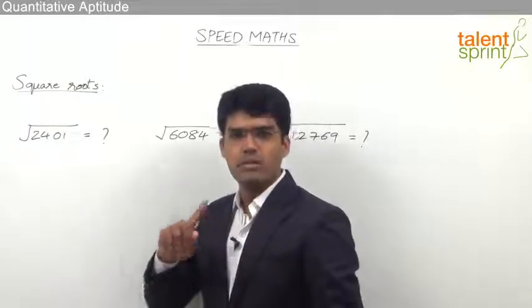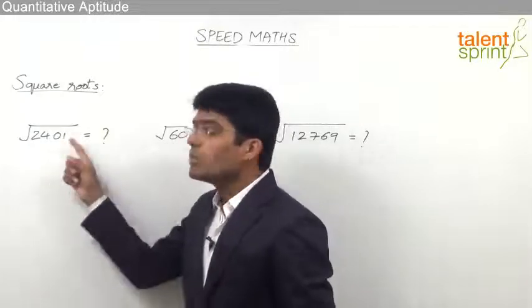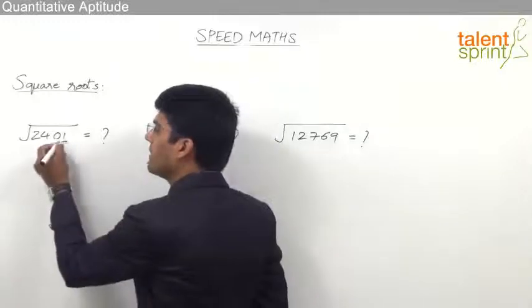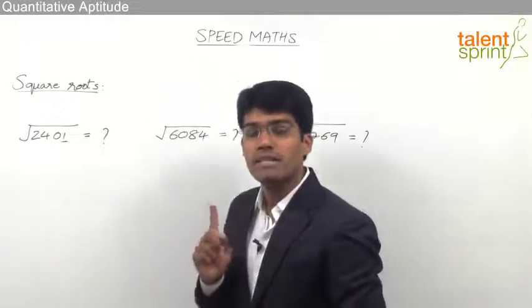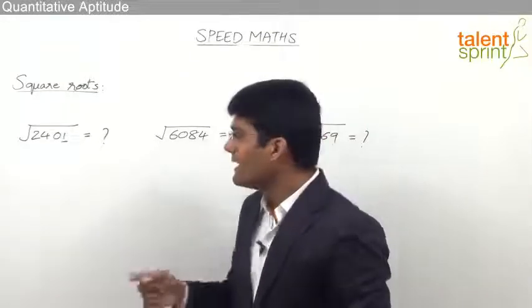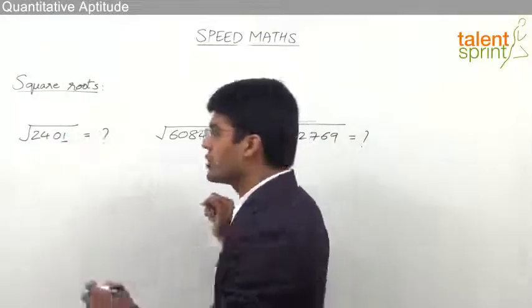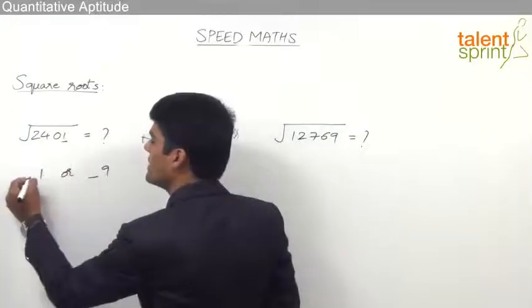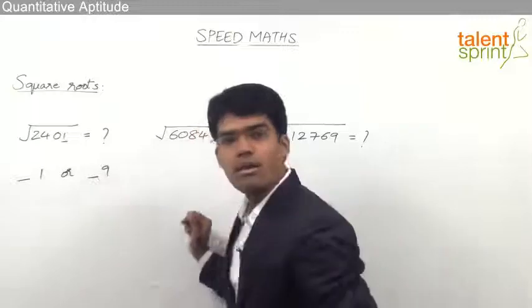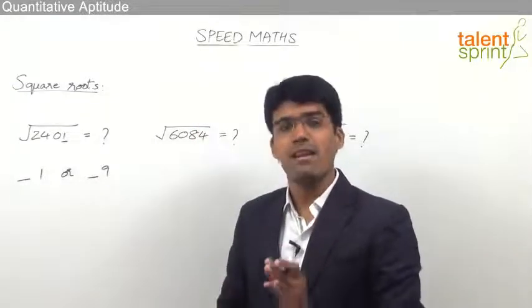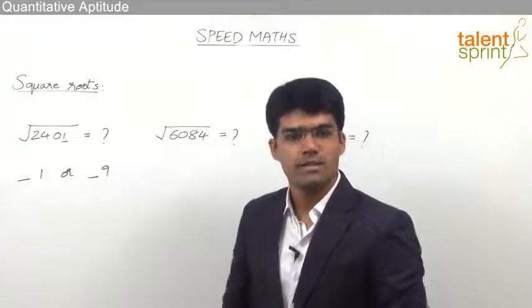Now the first step to be applied here is to check the units place of the given number. Here the number is ending with 1. We very well know that when a number ends with 1, its square root ends with 1 or 9. So very clearly the square root of this number should either end with 1 or end with 9. That means the units place of the answer will be 1 or 9. So that's the first step to be followed. First of all, decide what will be the units place for the answer.